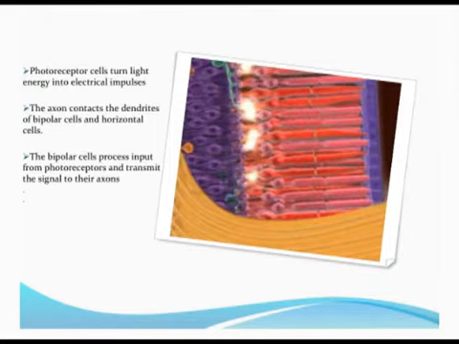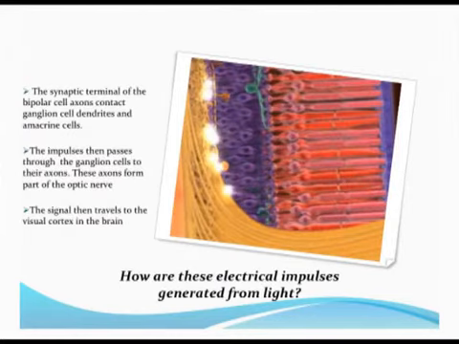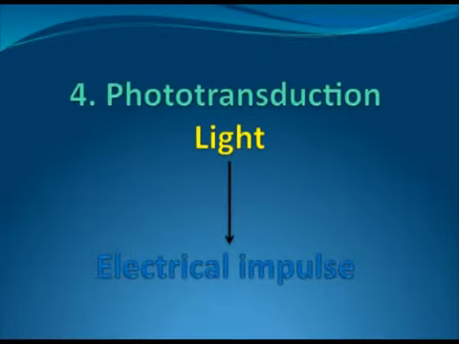So the photoreceptor cells turn the light energy into electrical signals, and these electrical signals transmit to the bipolar cells. The bipolar cells then process this information and send these signals to their axons. The impulses then pass through the ganglion cells to their axons and then transmit to the optic nerve, which goes to the visual cortex in the brain. But how are these electrical impulses actually generated? So let's look at the process of phototransduction.